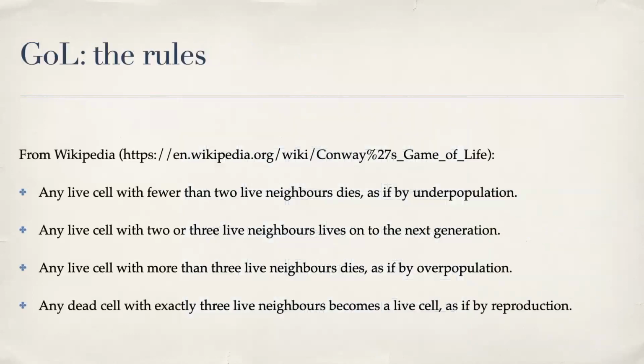As I mentioned, the rules are simple. If you have fewer than 2 live neighbors around you, you die. If you have 2 or 3 live neighbors, you live. If you have more than 3 live neighbors, you die. And then cells can come into existence if there's nothing there, and there are exactly 3 live cells around it. Those are the 4 rules.